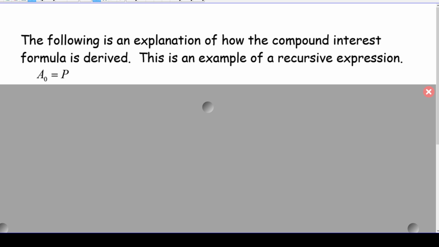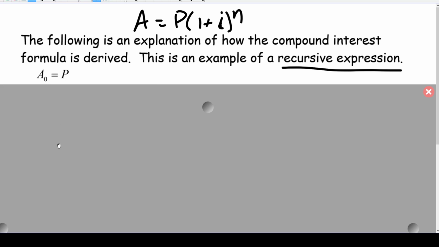All right, so this is a difficult slide for me to explain. I'm going to try to do my best. I want to actually prove to you how the formula A is equal to P times 1 plus i to the n is created, okay? And it's based off of a recursion. I'm assuming most of you have done the sequences and series unit, you did do some stuff about recursion and the iterative process. So here's how this works.